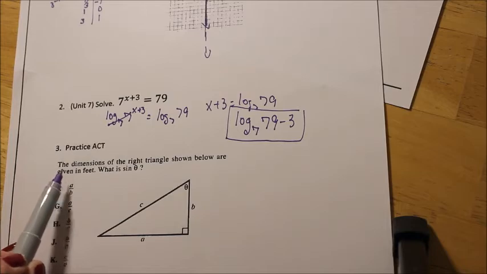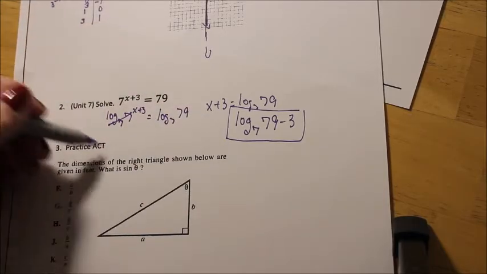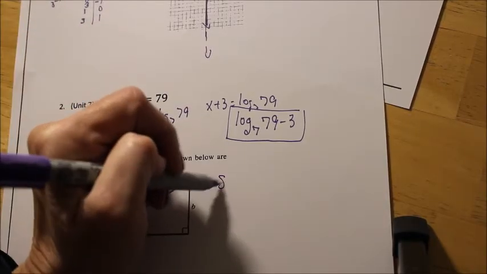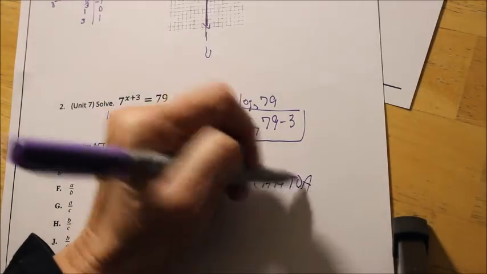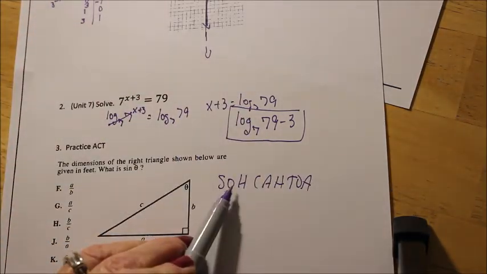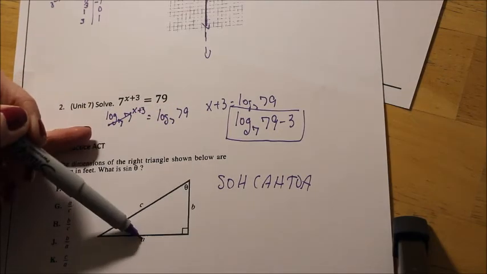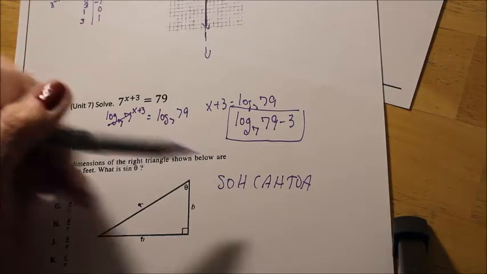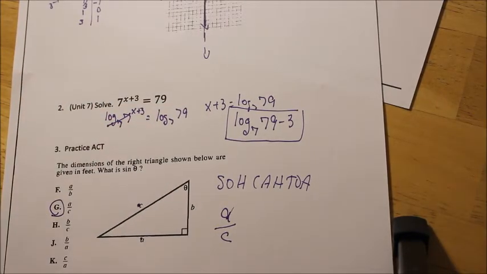It says the dimensions of the right triangle are shown below in feet. What is the sine of theta? And this is a practice ACT. So remember, SOH-CAH-TOA is the ratio. Sine is opposite divided by hypotenuse. So if I'm here, opposite is A, hypotenuse is C. So it would be A over C. The answer would be G.